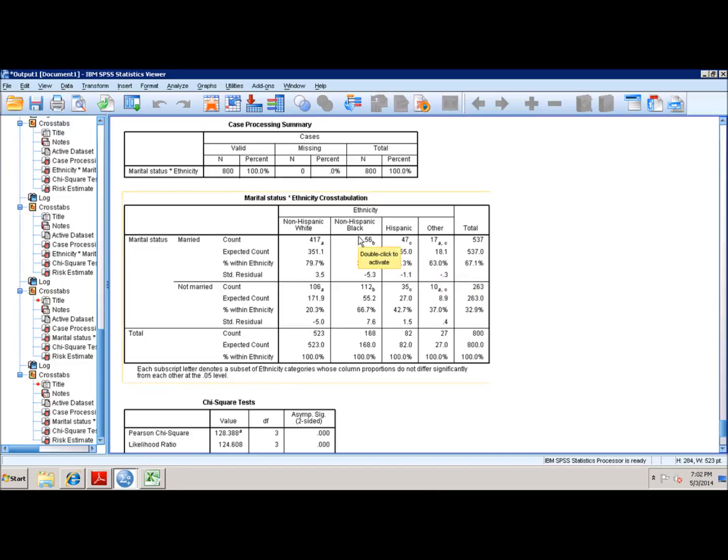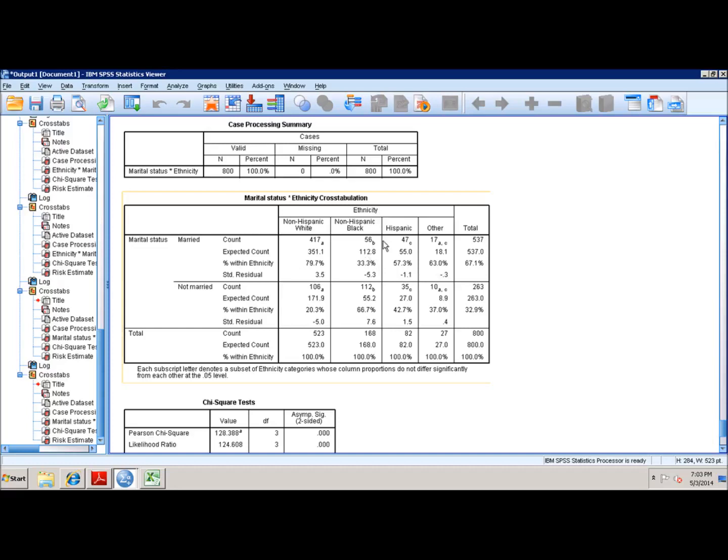Now let's go to non-Hispanic black. We already did the comparison with non-Hispanic white. We do non-Hispanic black versus Hispanic. We can see here the subscripts do not match. And we look at the proportions. Hispanics have a higher proportion of marriage. We are able to reject the null, and we conclude that the proportions are in fact different. Non-Hispanic black versus other. We do not see matching subscripts. We are able to reject the null and conclude that proportions are in fact different. We can see that other has a higher proportion.